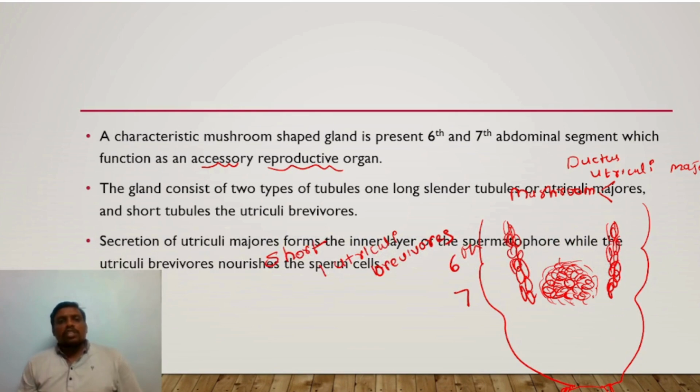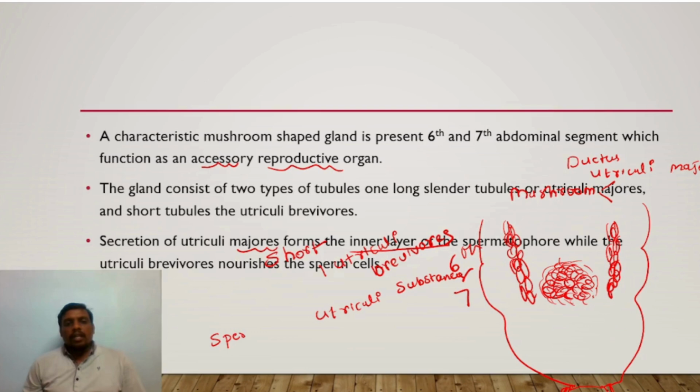Now, utriculi majores and utriculi breviores produce some substances. What are the substances produced by them? Secretions of the utriculi majores form the inner layer of the spermatophore. What about the next one? The utriculi breviores nourish the sperm cells. They provide some nutrients, which are necessary for nourishing the sperm cells.